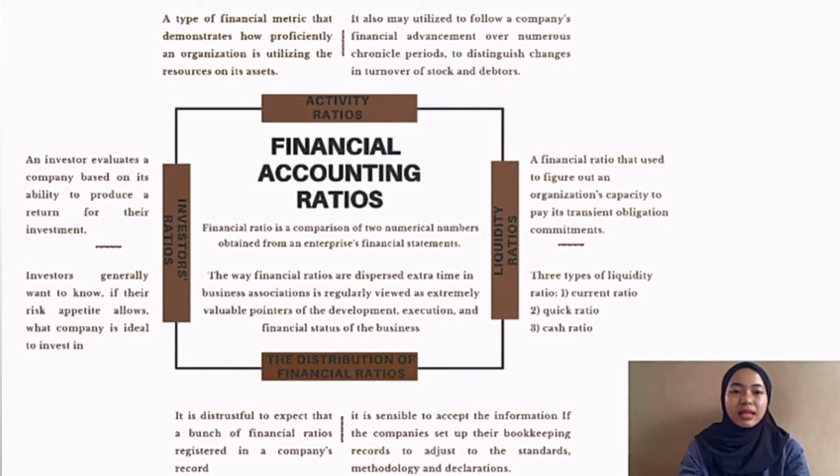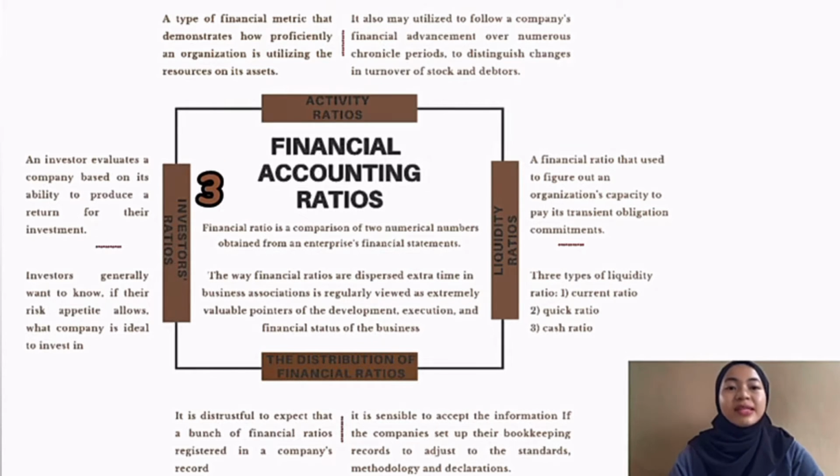Activity ratios are a type of financial metric that demonstrates how proficiently an organization is utilizing the resources on its asset report to create money and incomes. The second one is liquidity ratios. Liquidity ratios are financial ratios used to figure out an organization's capacity to pay its transaction obligation commitments. There are three types of liquidity ratio, which are current ratio, quick ratio, and cash ratio.